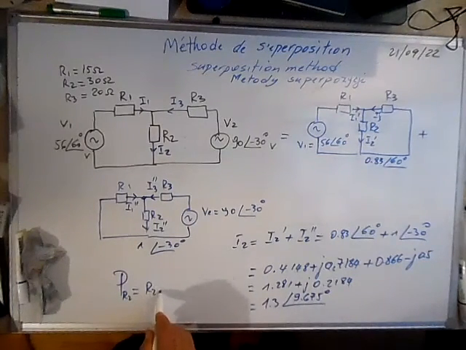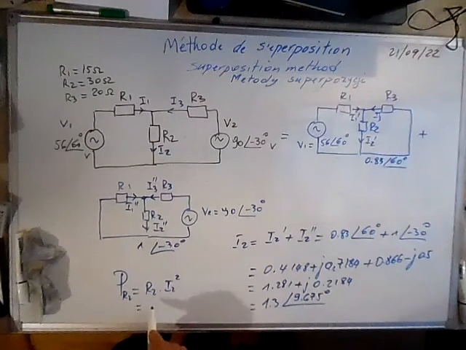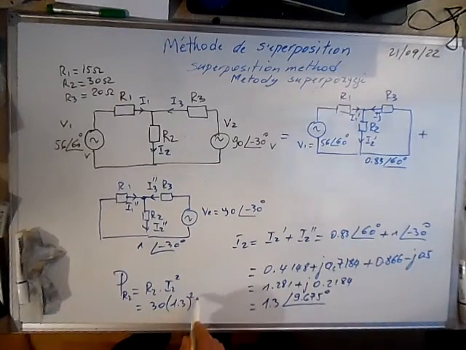We can calculate the power dissipated in that resistor. It's R2 times I2 squared, so R2 is 30 times 1.3 squared, and this will give us a dissipated power of 50.7 watts. And that's it, thank you very much.